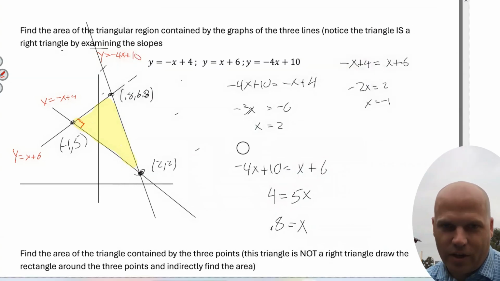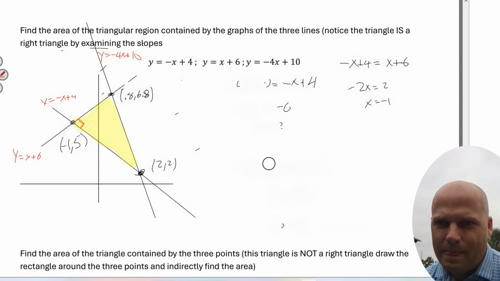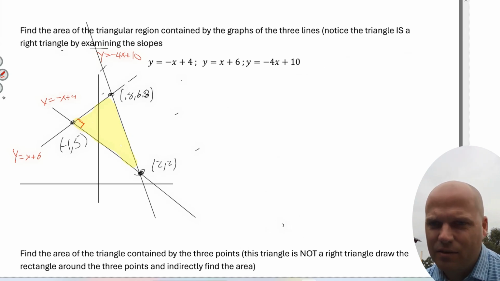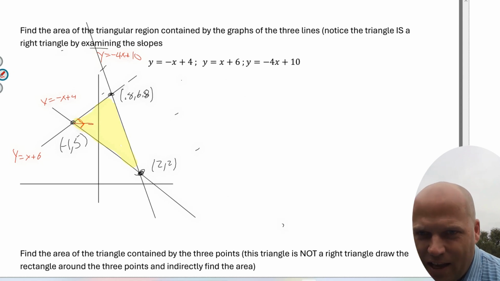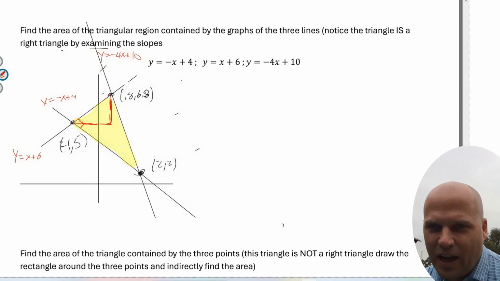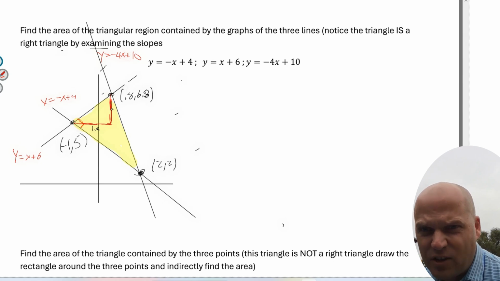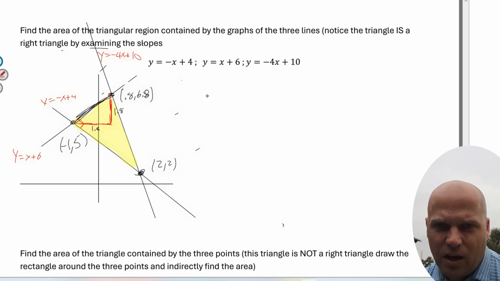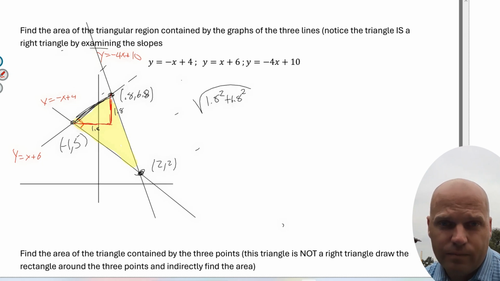Well, why do I say darn it? It's because we know we have to do a lot of work now. How do we find these diagonal lengths? Well, it's not easy. It's not just up and down. We have to realize that you have to use the Pythagorean theorem. So we go from negative 1 to 0.8. That's 1.8 right here. We go from 5 to 6.8. That's also 1.8. So I'm going to have this length as 1.8 squared plus 1.8 squared, square rooted.